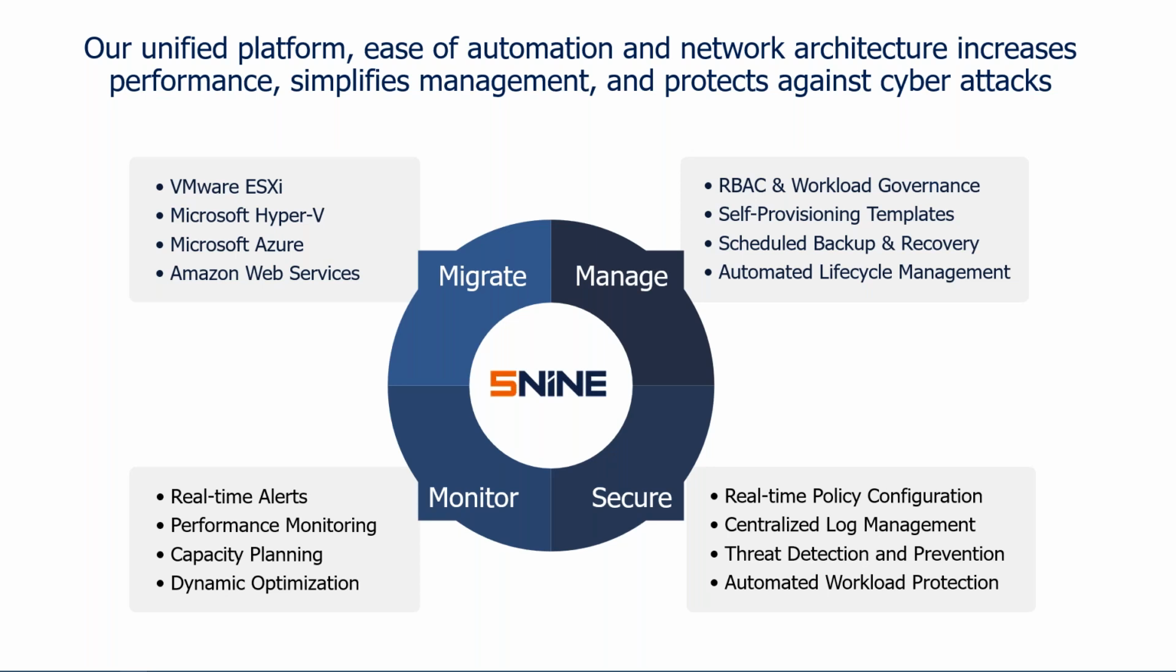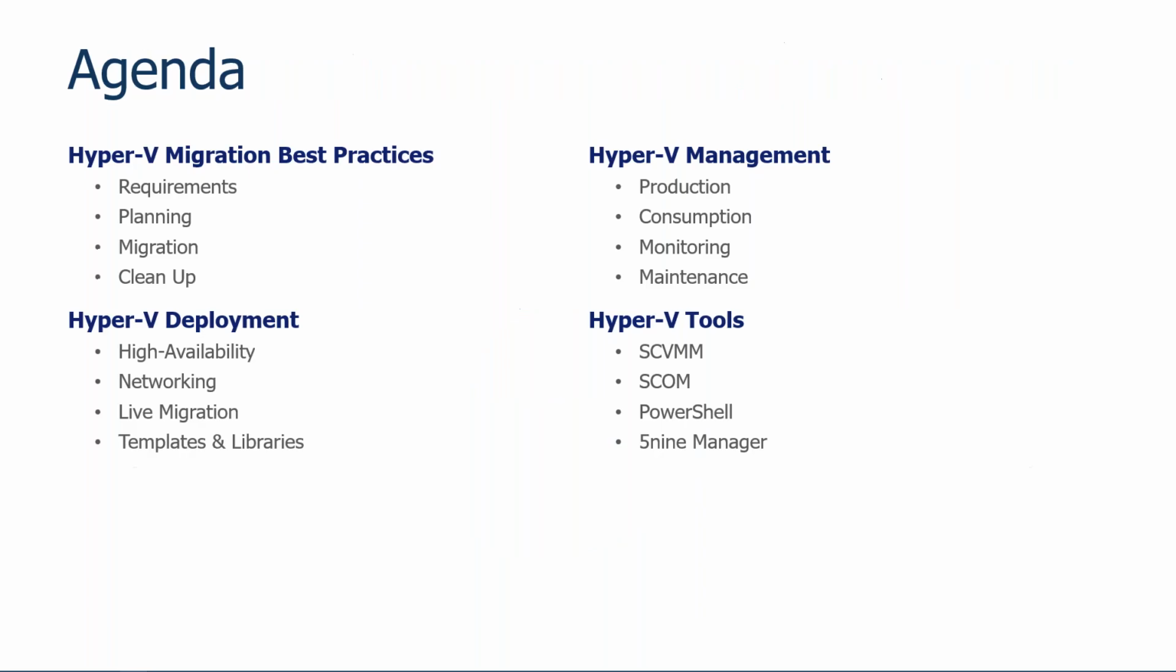We're going to start diving in deeper now, more into the HyperV best practices, and then we'll re-differentiate. So the agenda today is we're going to start out with HyperV best practices, some of the requirements around HyperV. Then we're going to get into planning, migration, and cleanup. Next, we're going to get into HyperV deployment, how you push these HyperV nodes out, and then how do you bring high availability to these nodes, essentially clusters, configuring the network around HyperV, live migration, which is essentially moving VMs between one node to another node without taking down that particular workload. And then also we're going to talk about templates and libraries.